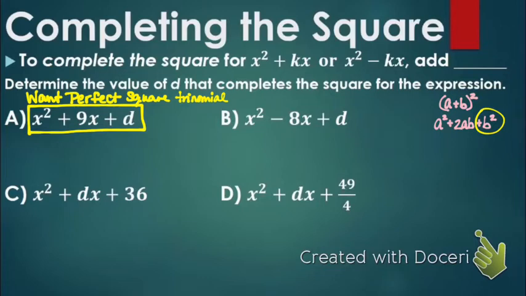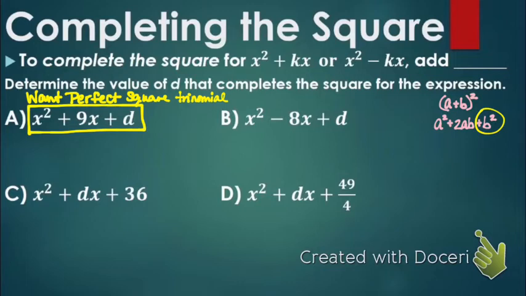I know my middle term is 9x. I know that a is x, because a squared is x squared. How can I figure out what that value for b is? So I'm going to take this value right here. I'm going to divide it by 2x. That'll give me what b is. And then I will square it. So I'm going to take this middle term and write it down over here.